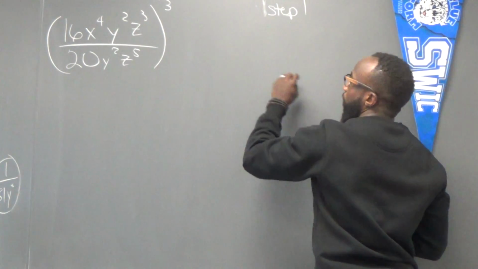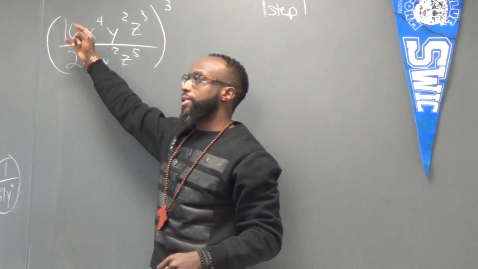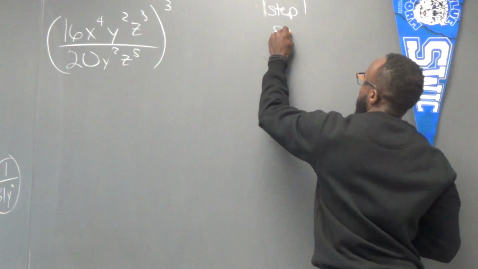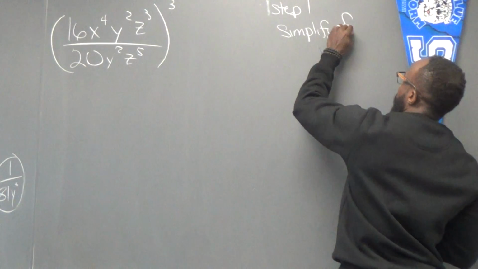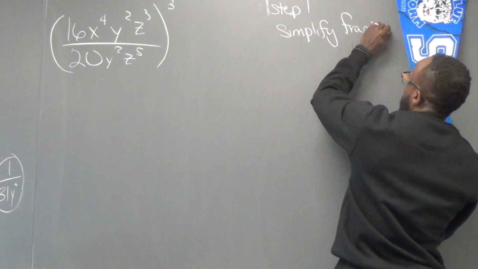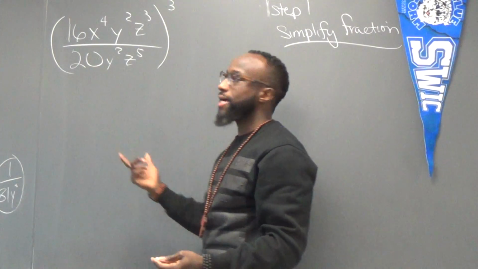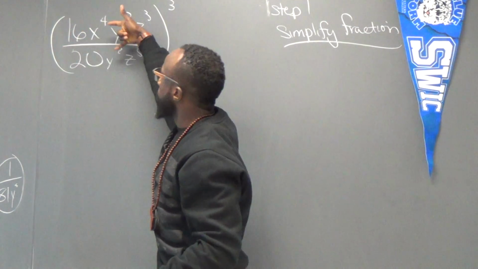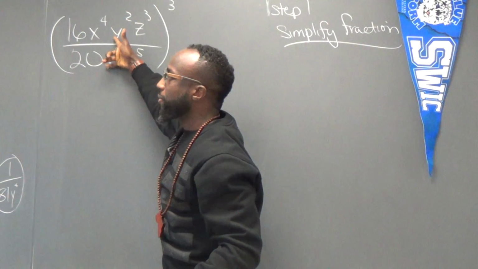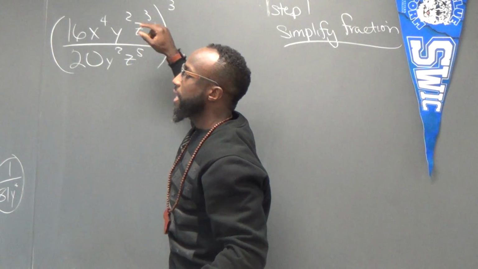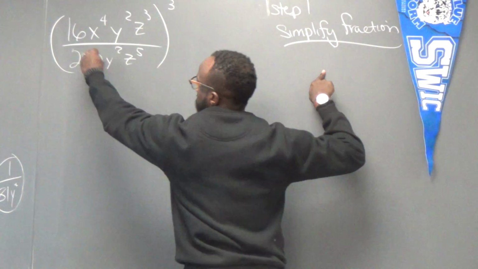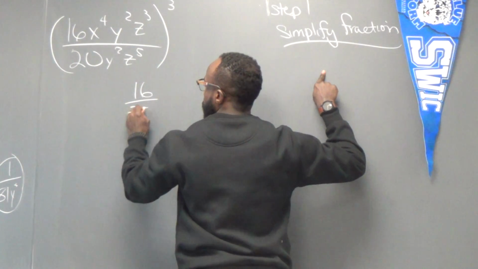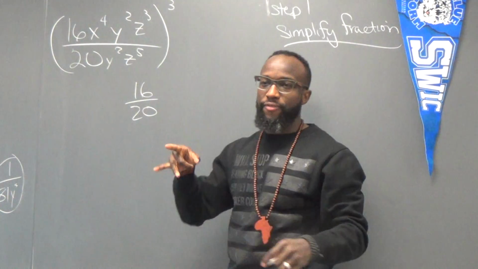Step one. What you want to do is simplify what's inside the parentheses. So you want to simplify the fraction. In simplifying a fraction, you deal with the numbers, you deal with the like variables raised to a power, and then you go on. So first thing you want to do is simplify the fraction. We've got 16 over 20.